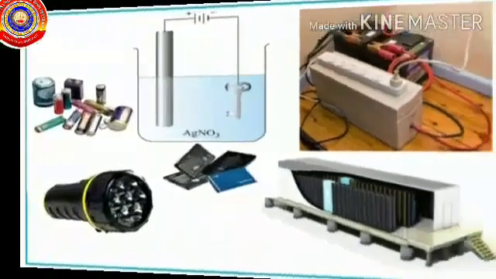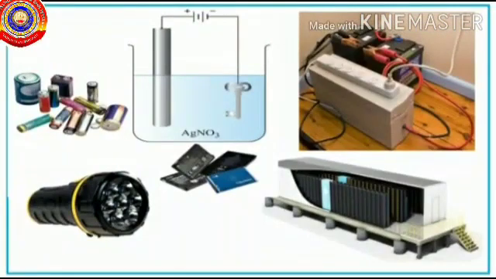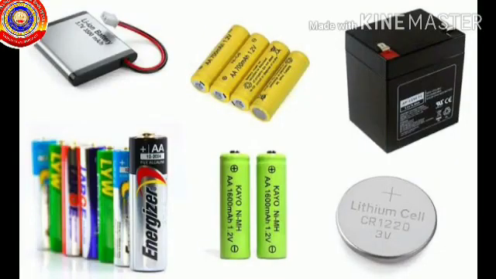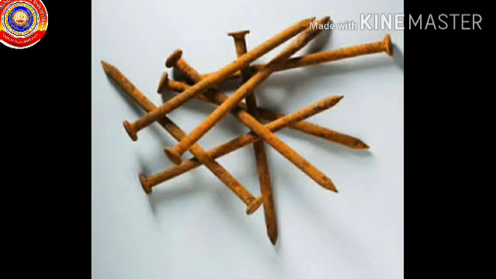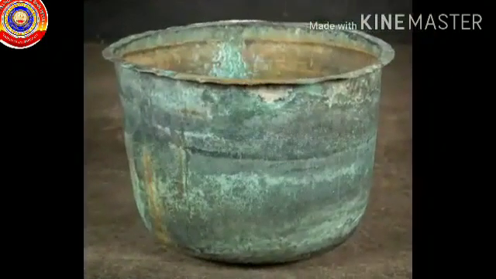Observe certain instances and a few sources of electricity shown in the picture. We use different kinds of batteries to work electronic equipments. Here, chemical energy is converted into electrical energy and vice versa. Haven't you seen the rusting of iron and the formation of verdigris on copper? Are all metals like this?